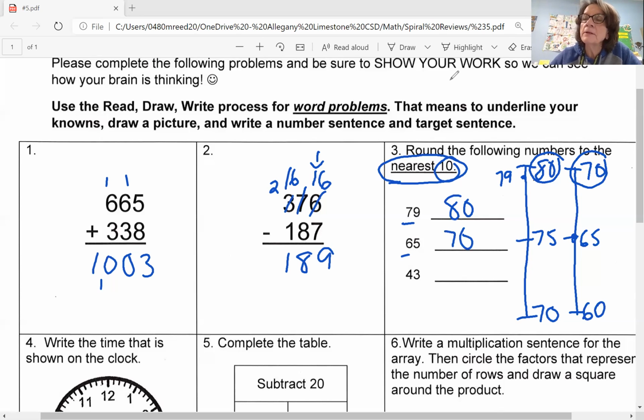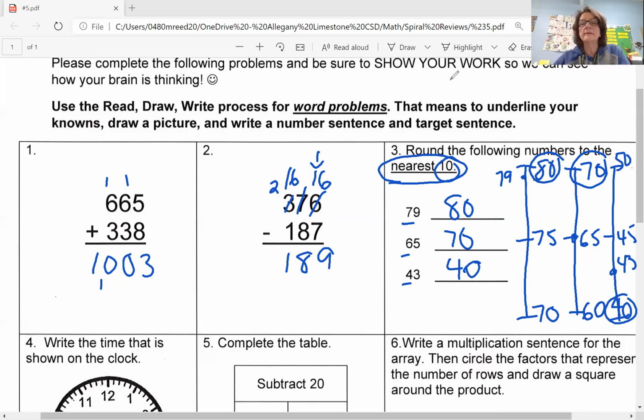Okay, and then the last one is 43. How many tens in 43? There are 4 tens. So my bottom number will be 40. 1 more 10 is 50. My halfway point is 45. 43 would be right about here somewhere. And it is below the midpoint. It is closest to 40, so I will round it to 40. Okay? And that's the first 3 questions on your spiral review.